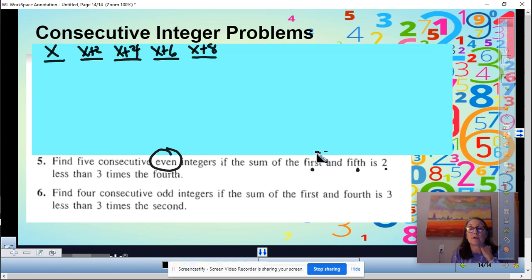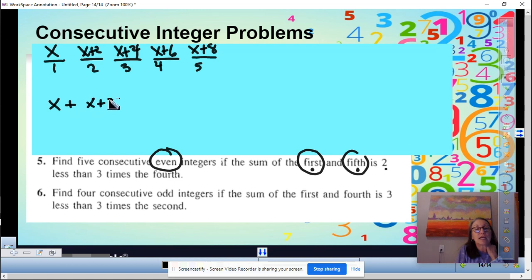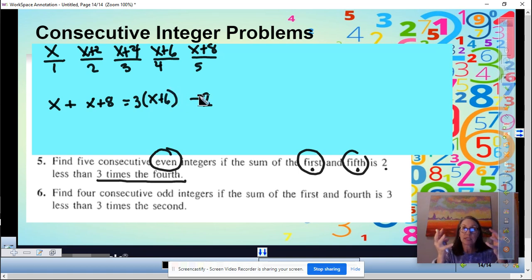Now it tells me that the sum of the first one and the fifth one, well, this is the first, the second, the third, the fourth, and the fifth. So I'm going to say x plus x plus 8 is equal to 2 less than, I'm going to take 2 away from, 3 times the fourth one. The fourth one is x plus 6. So I'm going to say 3 times x plus 6. So you can see how absolutely complicated these problems can get. So you must write them down, and you must have some kind of organized fashion to keep all the different integers straight.